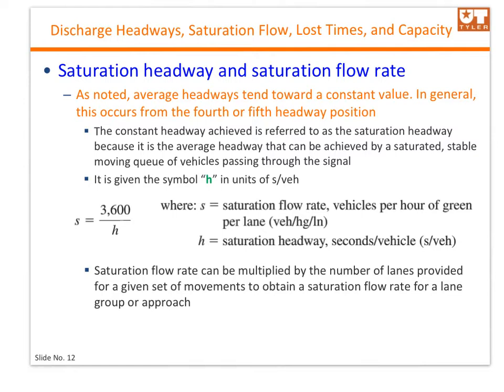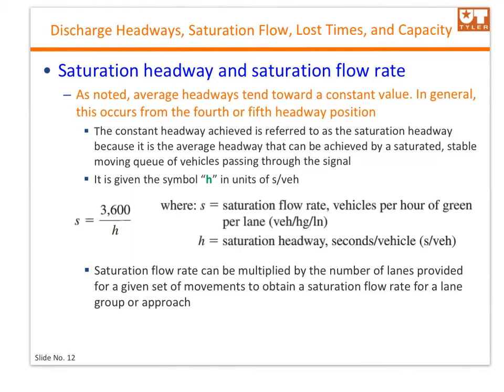So how can we relate the headway to the saturation flow rate? The saturation flow rate S is defined to be equal to 3600 over H. What's 3600? This is 3600 seconds per hour. So if we divide 3600 by the average saturation headway in seconds per vehicle, we will be able to get the saturation flow rate, which is vehicles per hour of green per lane.